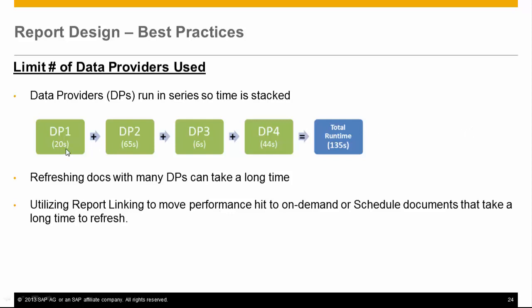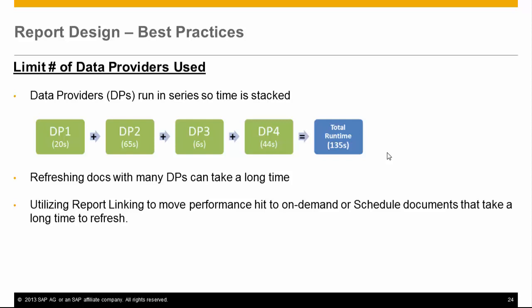So in my example, we've got different size queries, obviously. Some run 20 seconds, 65 seconds, 6 seconds. The total runtime is 135 seconds. So the time is stacked, and the more data providers you have, obviously the more time that report could take. There is a request in front of product right now to consider finding a way to run these queries in parallel in future product versions, which could help reduce that overall time. But in all of our current versions, this is the way it is, and you definitely want to keep that in mind when you're designing your reports.